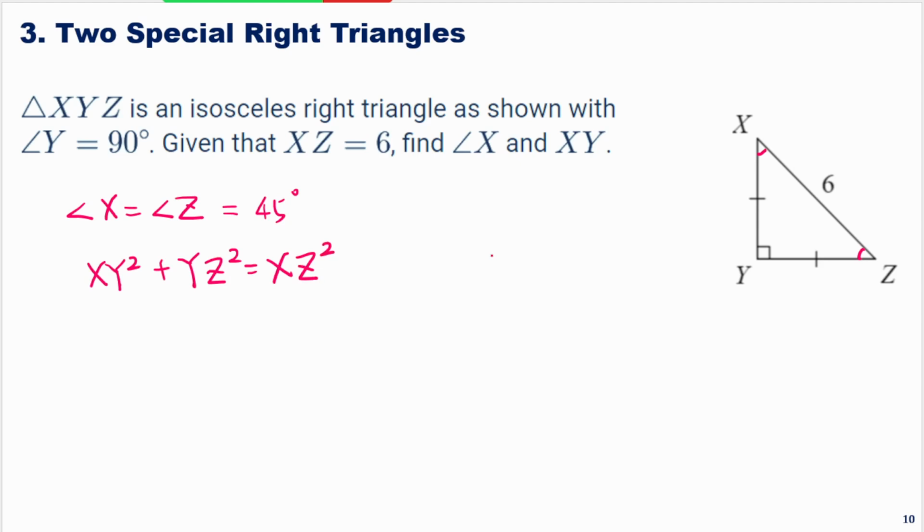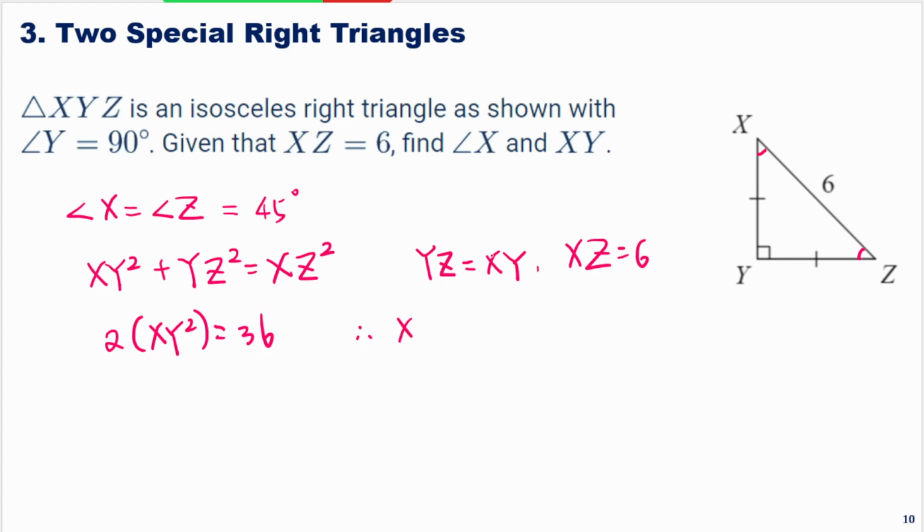Since YZ equals XY, and XZ equals 6, we can easily solve for XY and YZ. So we have 2 XY squared equals 36. Therefore, we have XY equals YZ equals square root of 18. Of course, you need to simplify this to 3 square root 2, right?